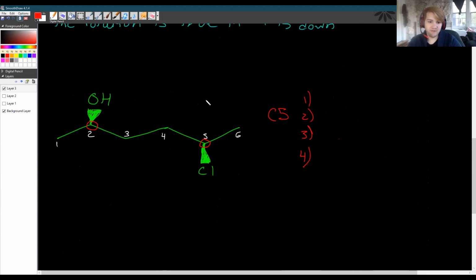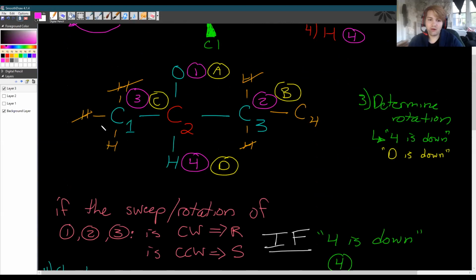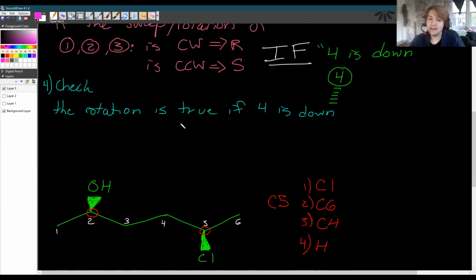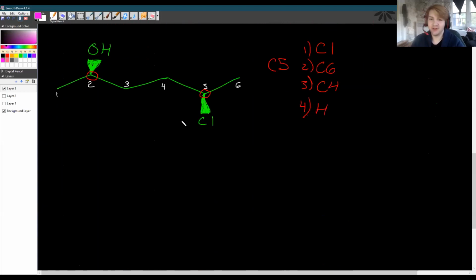Here we have carbon 5. We said that we have four groups. We have chlorine, hydrogen, C6, and C4. And while it's all well and good to draw out what's going on, we really can't be doing that when we're doing an exam, right? It's way too much work. That's way too much space that we don't have in order to be writing things out.